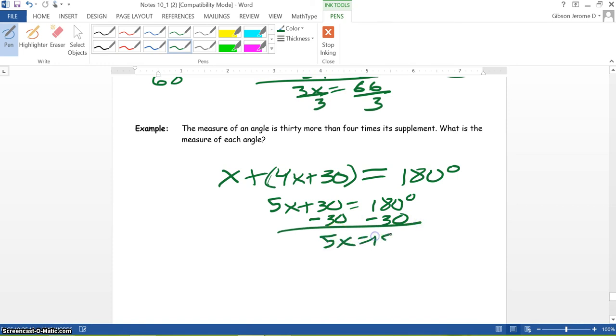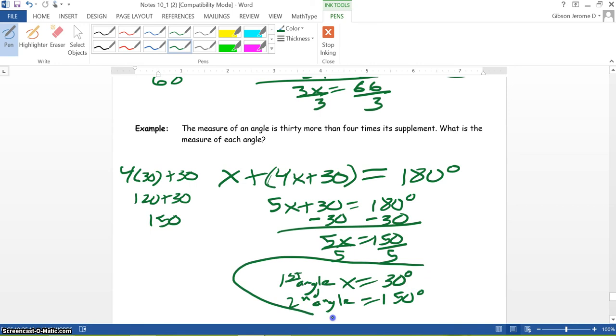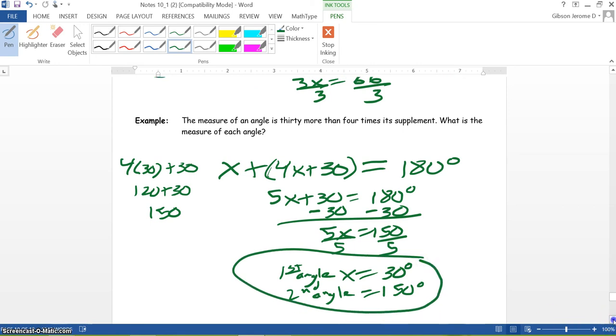We have 5X is equal to 150. Divide each side by 5, and X is 30. So this is our first angle. X is 30. The second angle, we have to go off to the side. We have 4 times 30 plus 30. So that's 120 plus 30, which is 150. So the second angle is 150 degrees, and this is our final answer here.